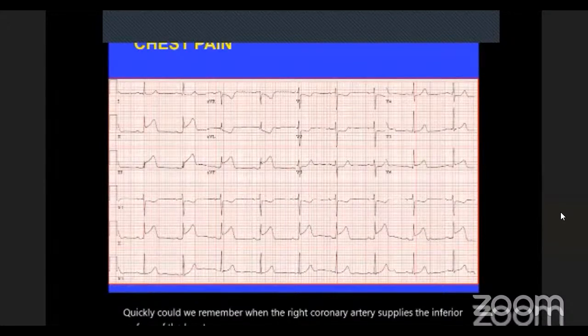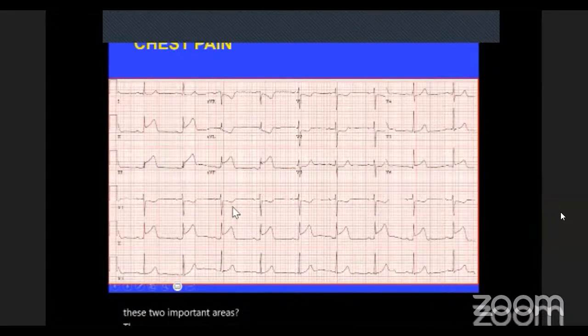It also supplies two other important areas. What are these two important areas? The inferior surface with posterior and the right ventricle. So inferior, and we have the posterior and the right ventricle.